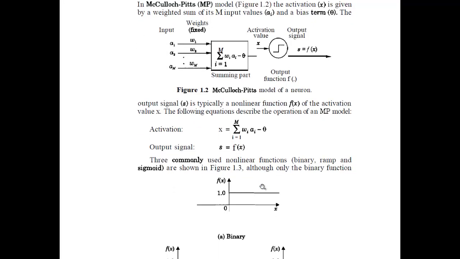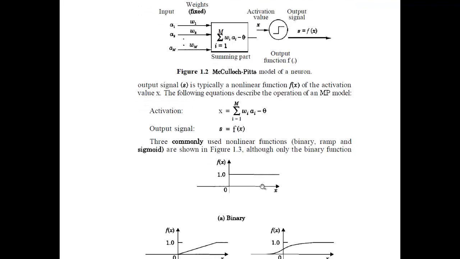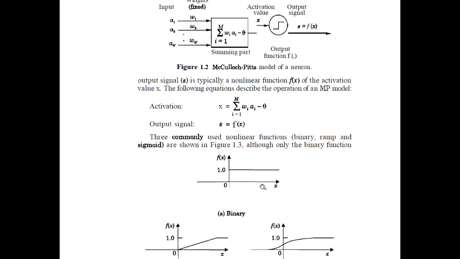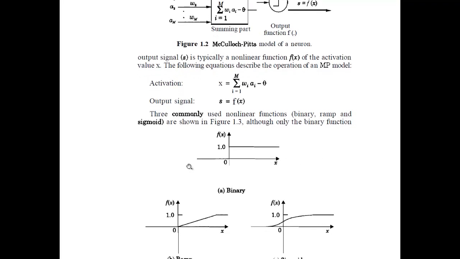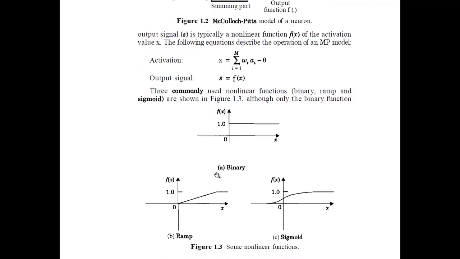So in the MP model, three commonly used nonlinear functions are there: binary, ramp and sigmoid. You can see the binary, which is a normal line, with the response itself you can observe it. The second is the ramp and the third one is the sigmoid. The ramp has an inclination which represents the behavior of the ramp signal, as you already know, and the other one is the sigmoid, similar to a ramp signal, but it moves from the left quadrant to the right quadrant with a much higher elevation part when compared to the ramp signal.